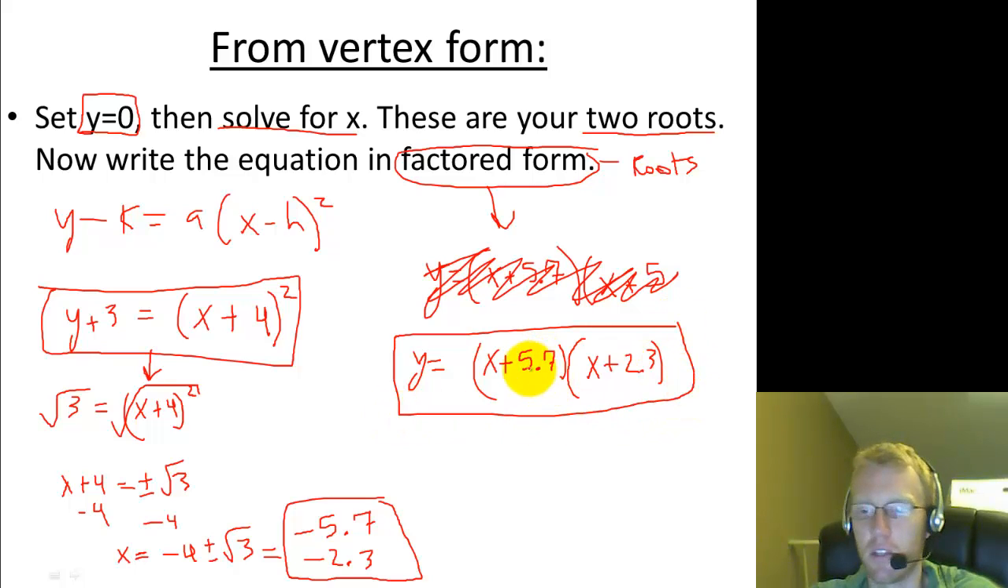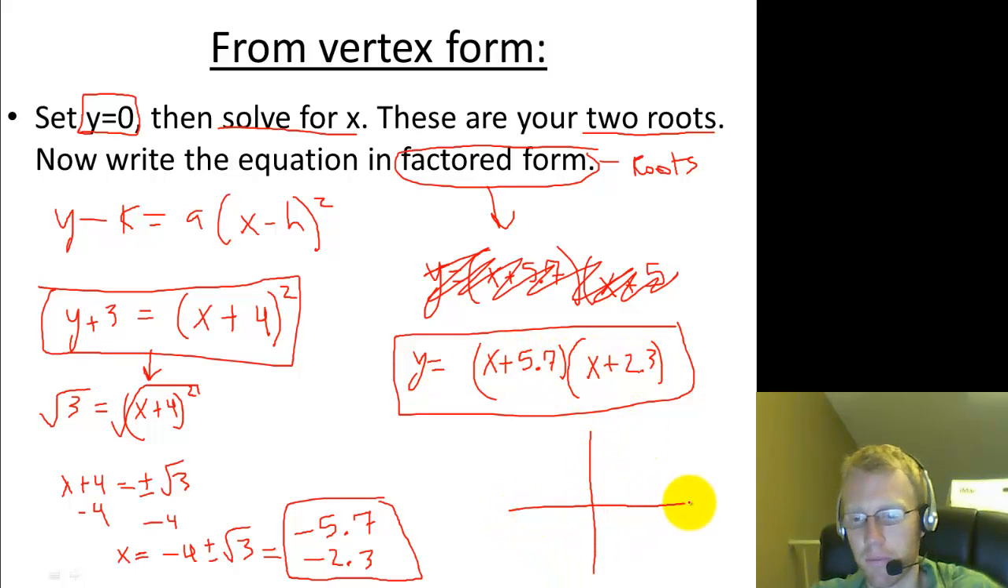Now, of course, these are rounded values because I had a square root of 3, which is an irrational number, so it was an infinite decimal. But if I round it, I get these two values, and I would get this as my answer. And if you look at the graph of this thing, this original equation has been moved left 4 and down 3. So I go left 4 and down 3, I put my vertex, and then I draw on my parabola. It's going to look something like this.